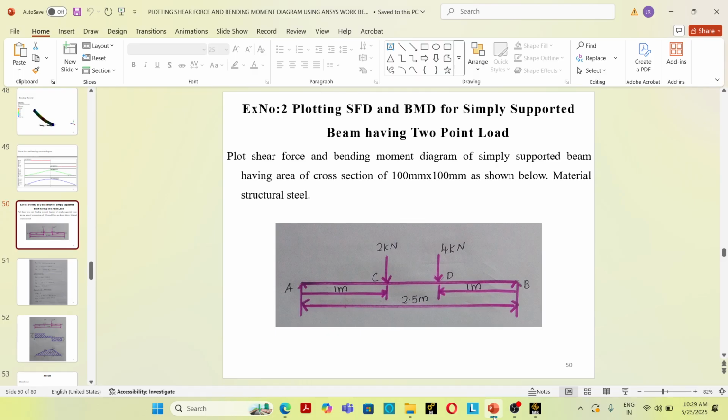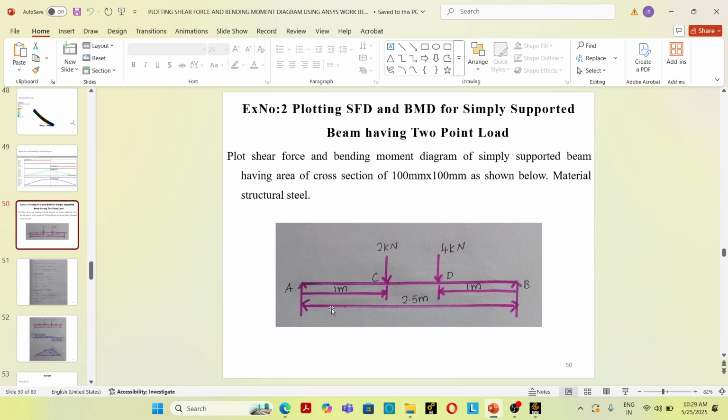In this video, I am going to discuss plotting a shear force diagram and a bending moment diagram for a simply supported beam having two point loads. Plot shear force and bending moment diagram for a simply supported beam having area of cross section of 100 mm by 100 mm as shown below, material structural steel.